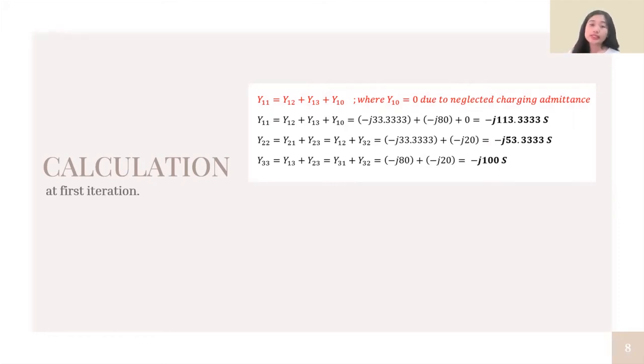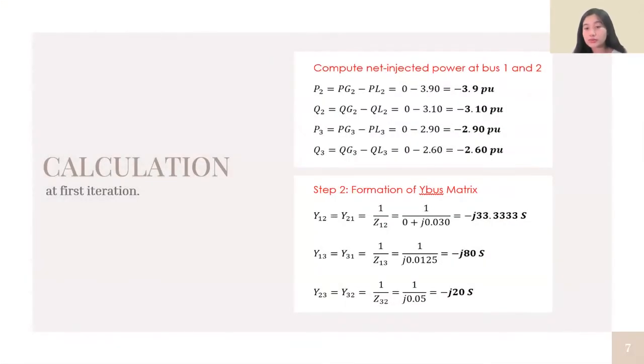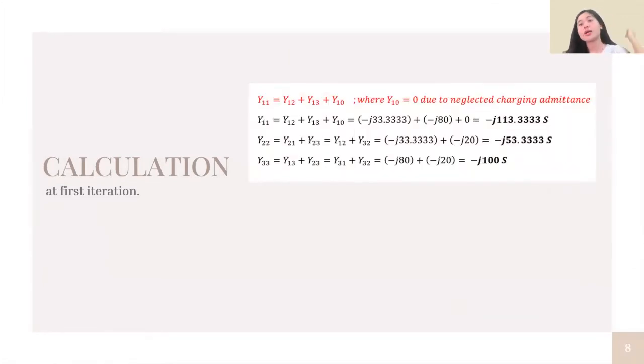So our y21 is negative j33.333 plus our y23, just to confirm, that would be negative j20. If you sum those up, we get an answer of negative j53.3333. I made sure we use 4 decimals here so that we can be close to the most accurate answer. Then for y33, our y13 is negative j80, then our y23 or y32 is negative j20. So that would be equivalent to negative j100.